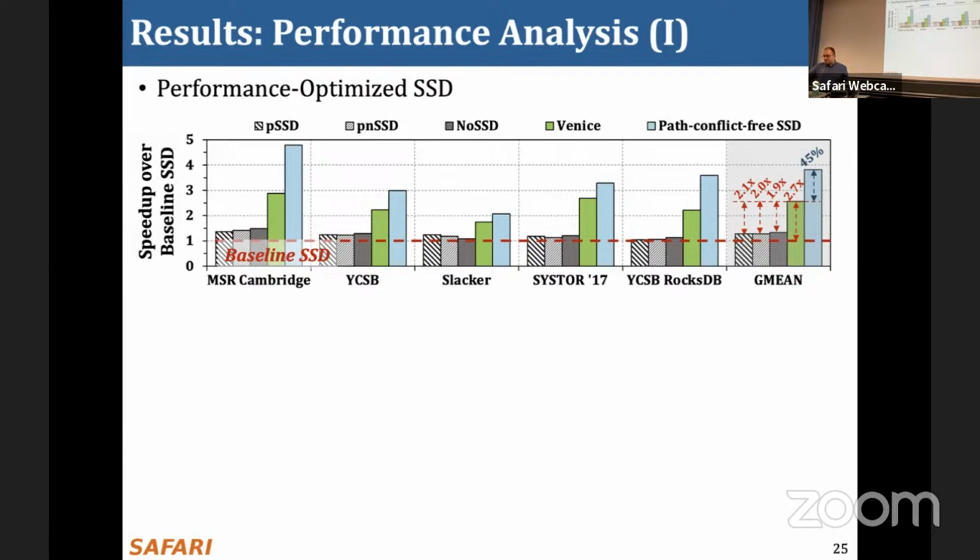Okay, so as expected, Venice is great. Oh yeah, this is also interesting here. We have a path conflict-free SSD, which ideally we consider that when we have 64 flash chips, we have 64 channels, right? Meaning that there is no conflict anymore. And you can see that Venice actually bridged the gap quite well.